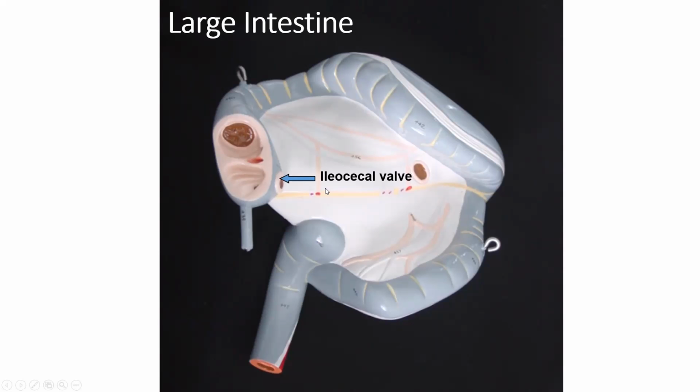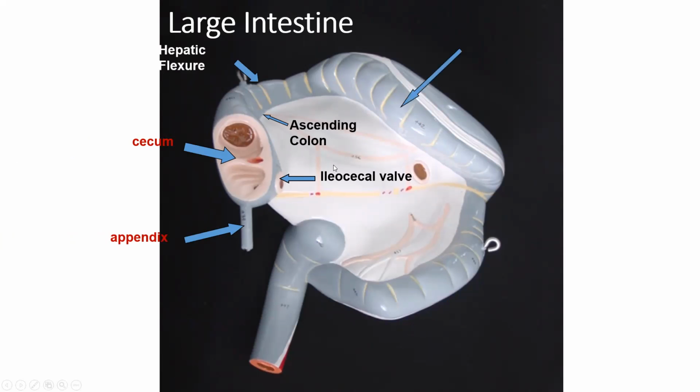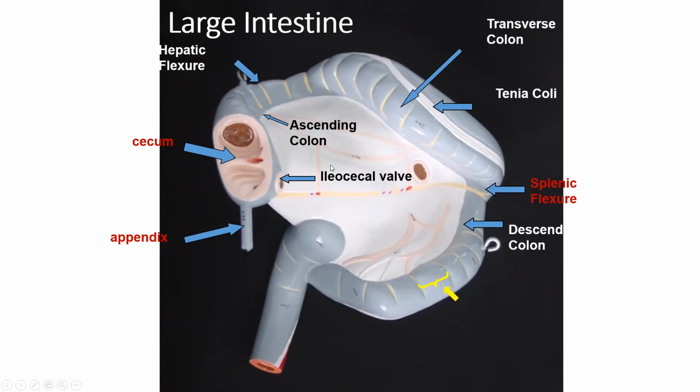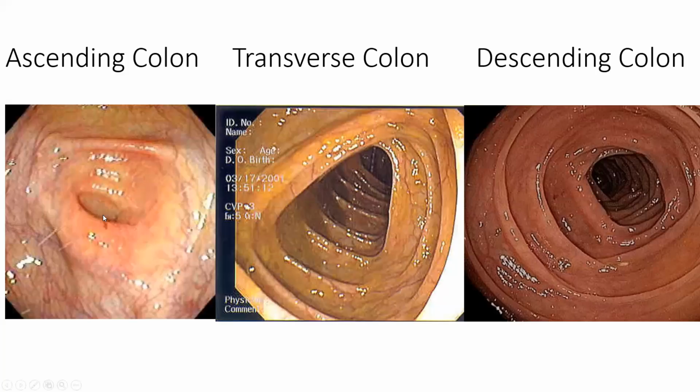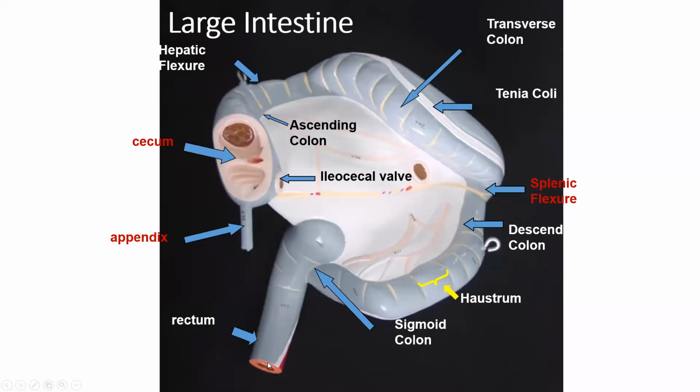And so we see, there's the ileocecal valve. There's the cecum. There's where the ileocecal valve enters into the cecum. There's the appendix right there. There's the ascending colon. There's the transverse colon. There's the taenia coli, the band of longitudinal muscle. There's the descending colon. There's a haustrum right there, one of the pouches that form. There's the sigmoid colon. There is the rectum, and then we have the anus at the end here with the anal sphincter.